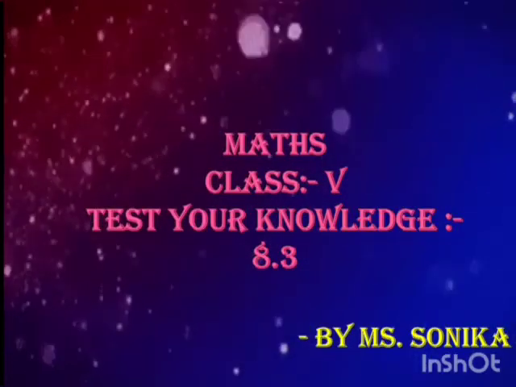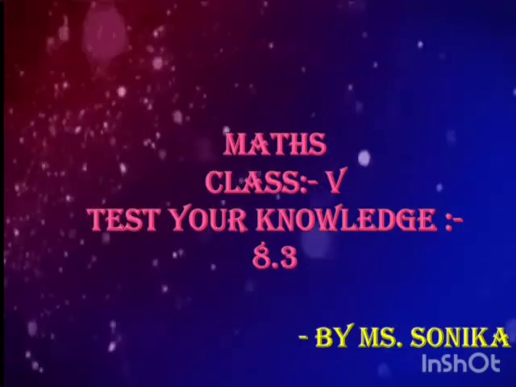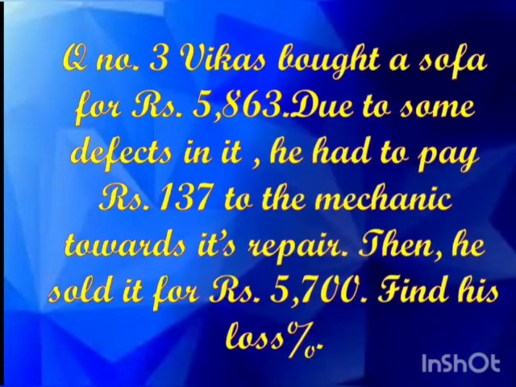Morning class. Today we will start with exercise 8.3 of your chapter Money. So let's start right away. Question number 3. Vikas bought a sofa for 5,863 rupees. Due to some defects in it, he had to pay 137 rupees to the mechanic towards its repair. Then he sold it for 5,700 rupees.